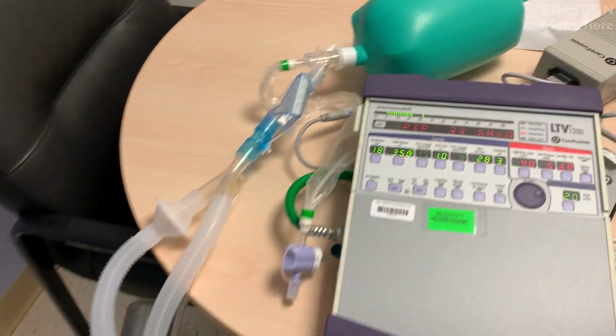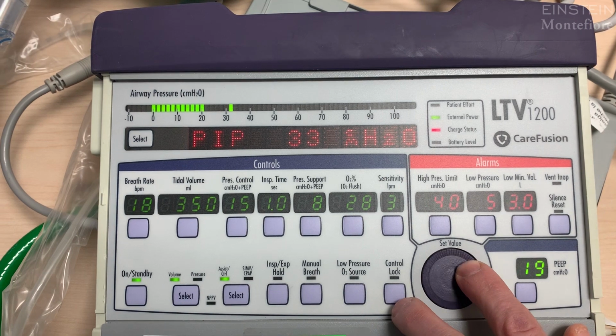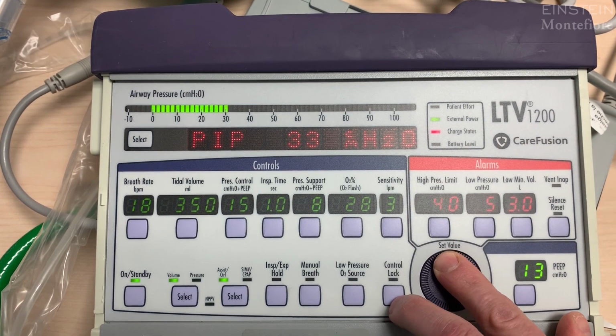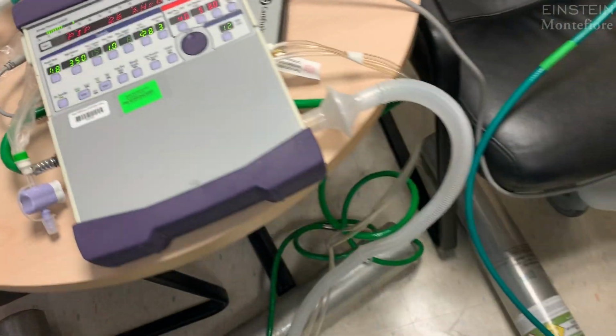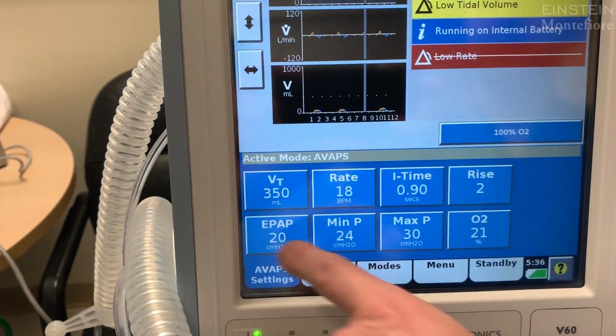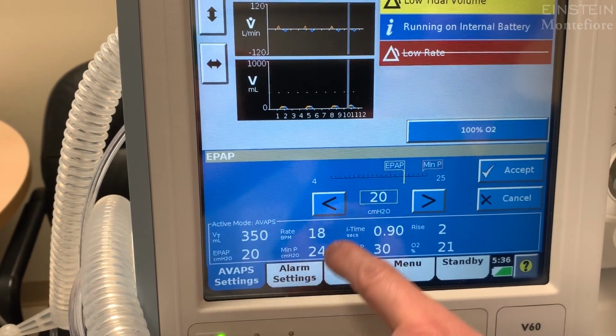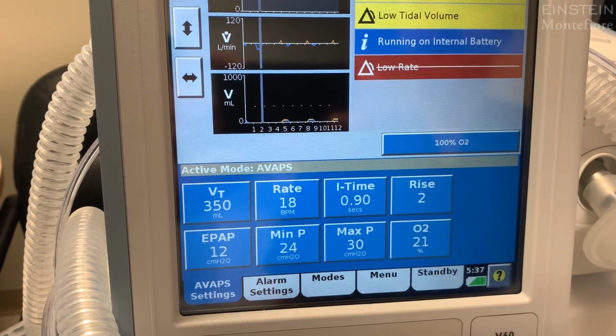On the LTV ventilator, similarly, you click, toggle, and then click again, thus decreasing the PEEP. And then on the V60, we look at EPAP, click it, click the arrow several times, and then accept.